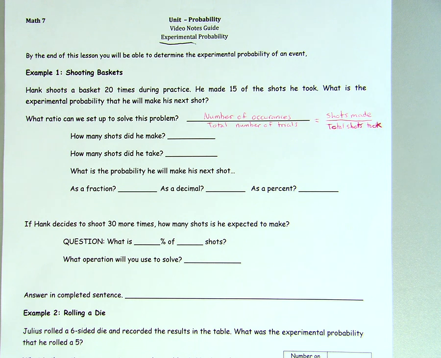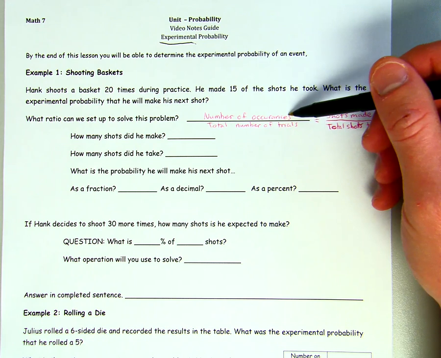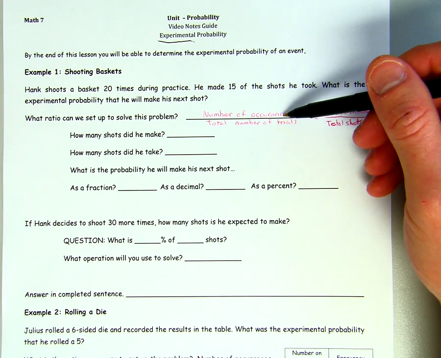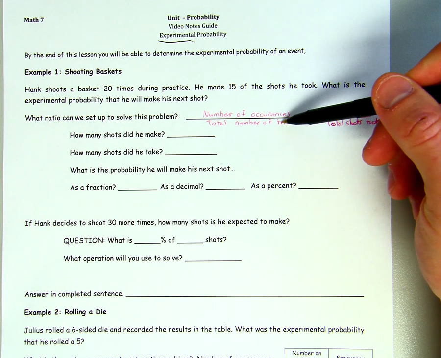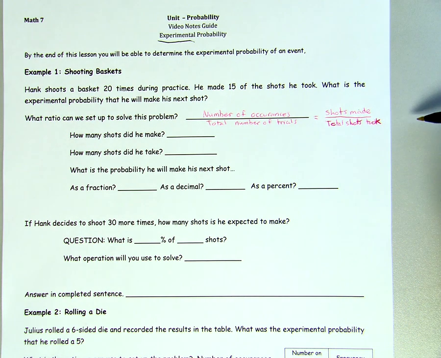Your experimental probability will not be the same as your theoretical probability. Our first example for this is shooting baskets. If Hank shoots a basket 20 times during practice and he made 15 of the shots he took, what is the experimental probability that he will make his next shot? We can come up with our answer by thinking about the ratio of favorable occurrences, or shots made, versus the total number of trials, or the total number of shots taken.